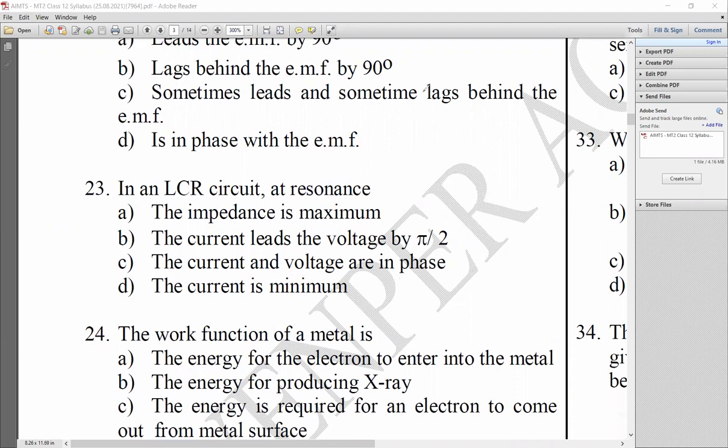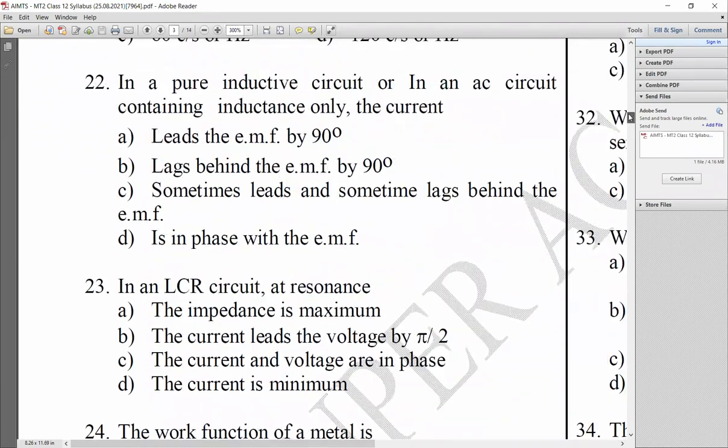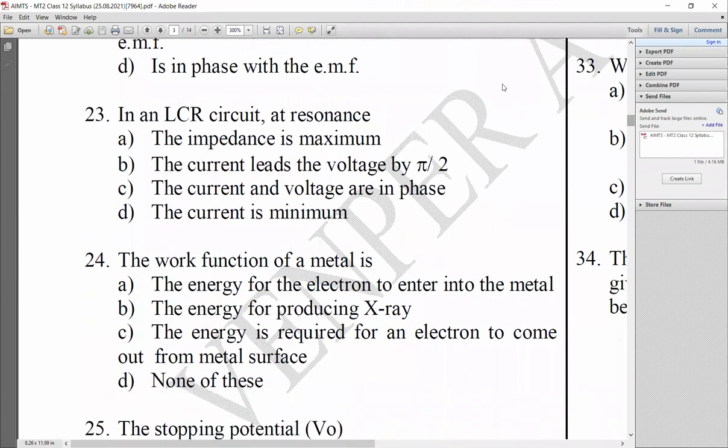Question number 24. The work function of metal. What is work function? Work function is nothing but the minimum energy required for an electron to come out of the metal. The energy of electron to enter the metal, wrong. The energy for producing X-ray, no. Energy required for electron to come out of the metal surface. C is correct.